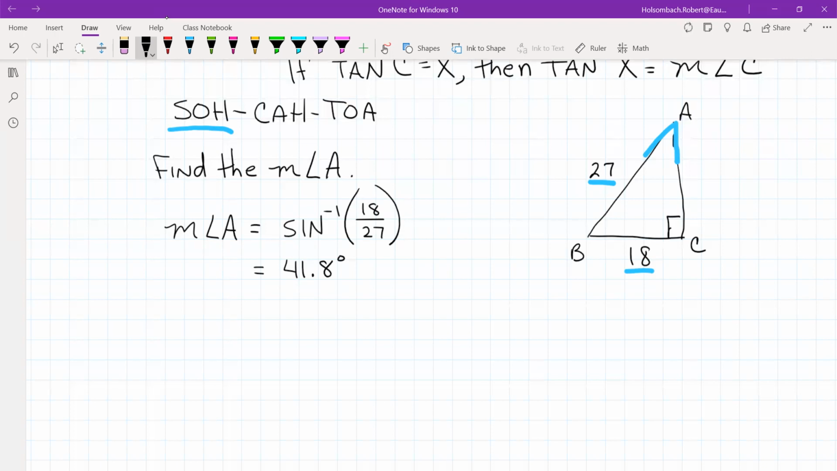Now, if we needed the measure of angle B, wouldn't that be equal to 90 minus 41.8? Because the two acute angles in a right triangle are complementary. So let's find angle B over here. And I get 48.2.